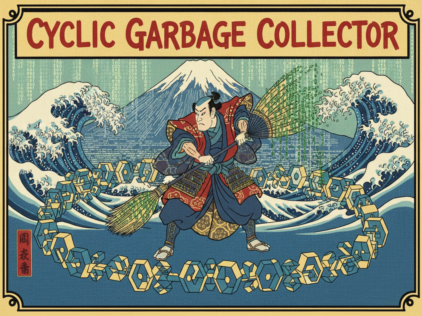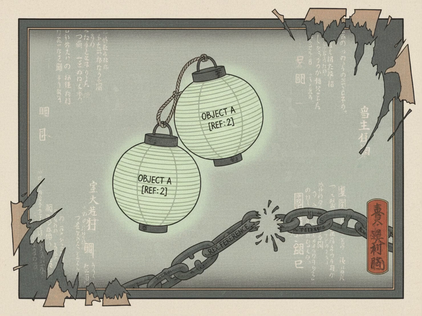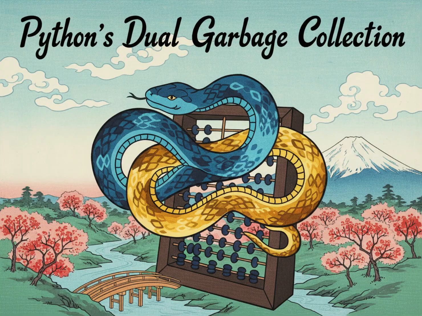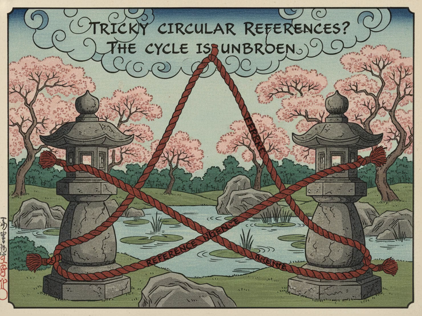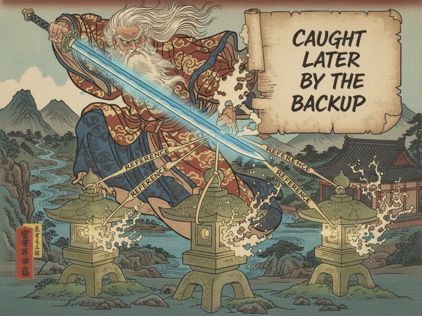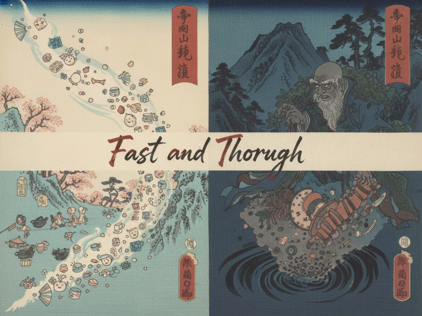Second, the cyclic garbage collector. The backup. It runs occasionally to catch circular references that reference counting misses. Why does it work? Most objects are gone immediately. Tricky circular references are caught later by the backup. Best of both worlds, fast and thorough.